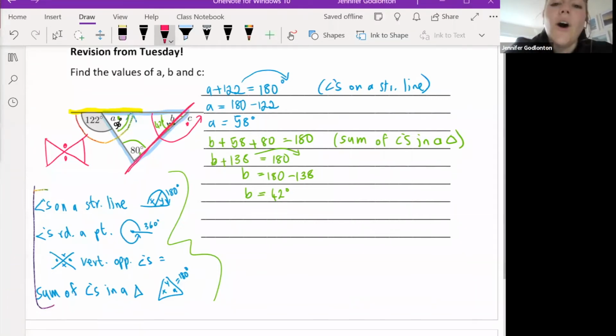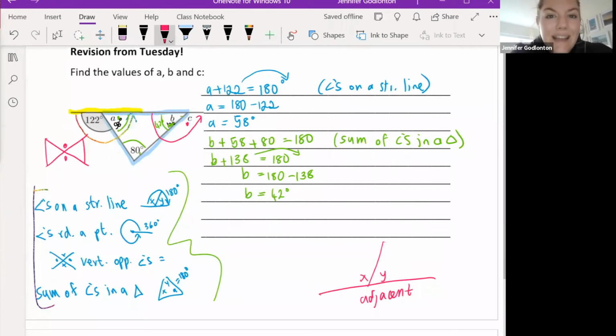Yes, ma'am. Okay, but remember, there was a very important word when we learned about angles on a straight line, and the important word was that they have to be adjacent. That adjacent word means that they're next to each other. They have to share an arm. So you're right, the 80 and the B are both on a straight line, but they're not next to each other because they don't share an arm. Okay, ma'am.